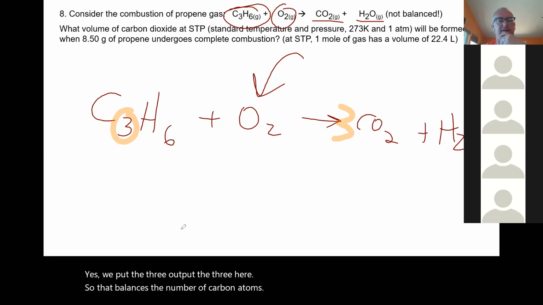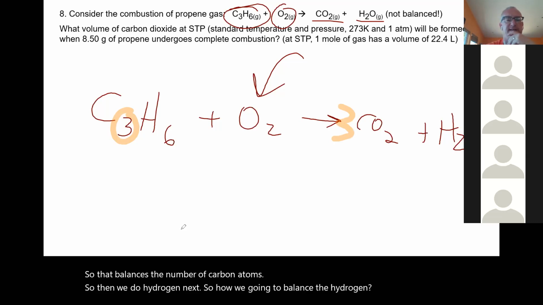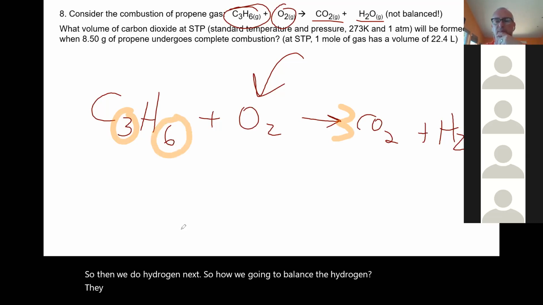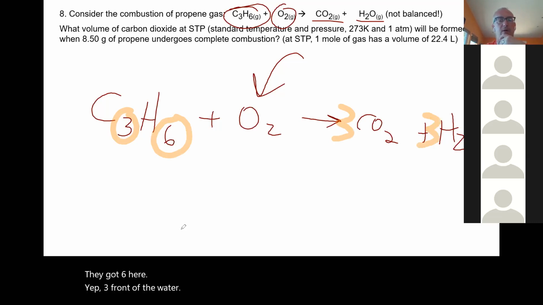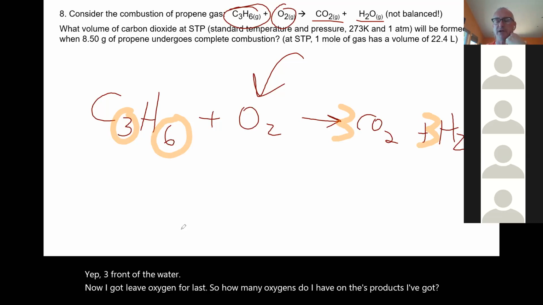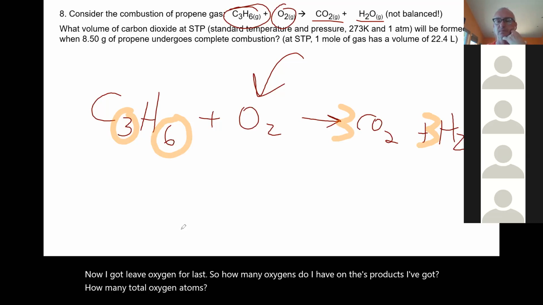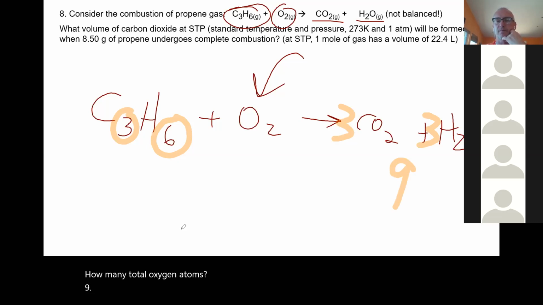So then we do hydrogen next. How are we going to balance the hydrogen? So I got 6 here, so 3 in front of the water. Now I got to leave oxygen for last. So how many oxygens do I have as products? I've got how many total oxygen atoms? 9.